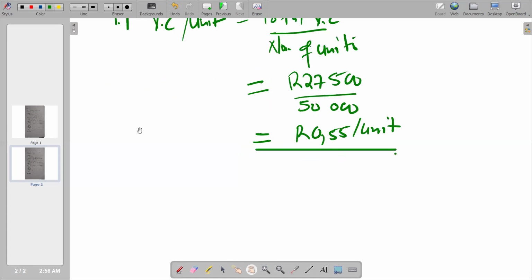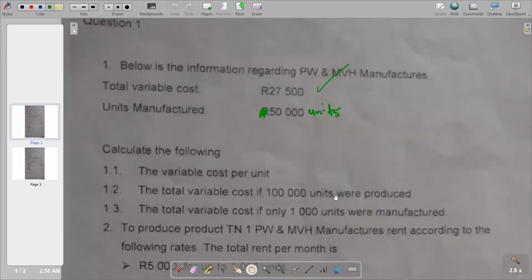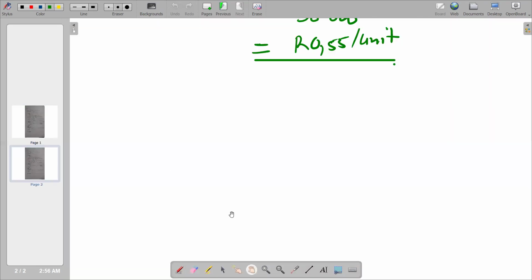Moving on to the second part now, it becomes the calculation of the total variable cost if 100,000 units were produced. Remember, variable cost varies directly with the level of production. In other words, if the level of production increases, we are going to see the variable cost also increasing. But if the level of production decreases, you're going to see that the variable cost also decreases. In this case, we have 50,000 units equals 27,500. What about 100,000 units? Just make a simple proportion, whereby we are saying 50,000 is equal to 27,500 rands.